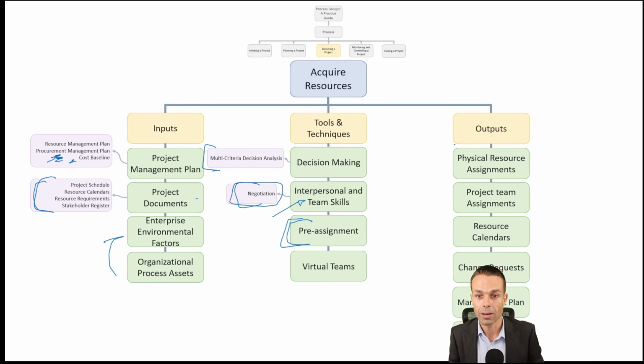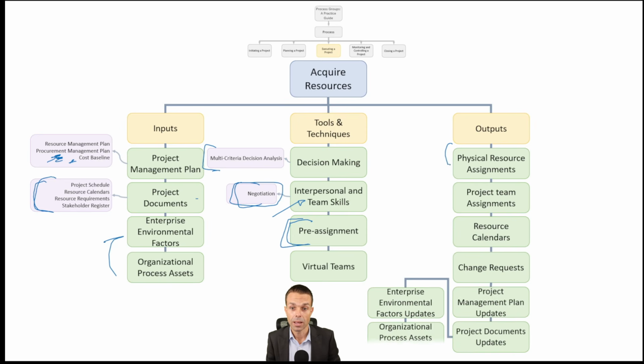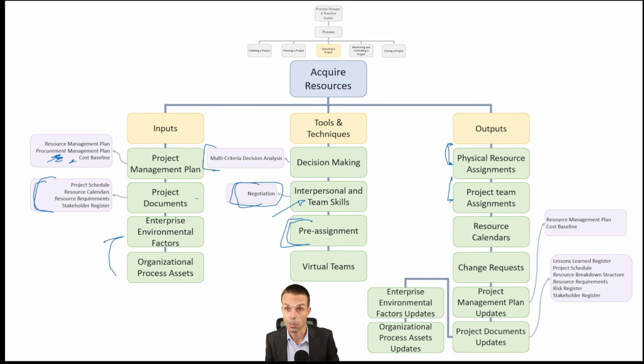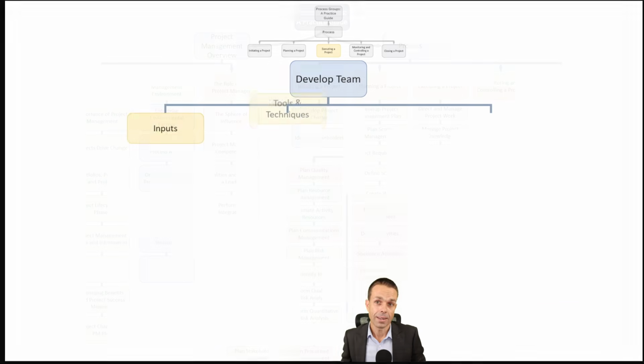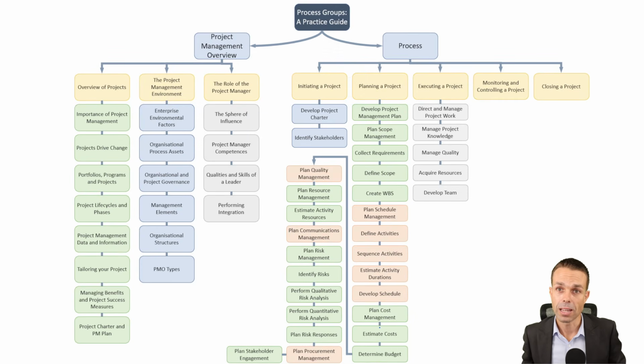The outputs that we have are the physical resource assignments, so that's the materials, and the project team assignments, so that's the people, resource calendars, when are people available, change requests, project management updates, project documents updates, EEF and OPA updates. Now that we've acquired our team, we can develop the team.